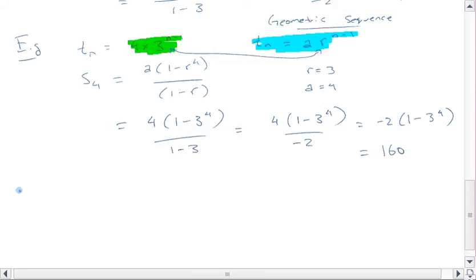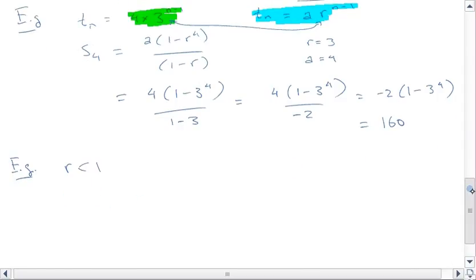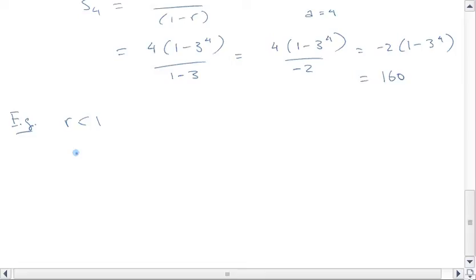So now what I want to do is think about something slightly different. When we have a geometric series, a geometric sequence, we don't always have to have the sequence where it gets bigger and bigger. It's possible for our value of r to be less than 1. So let's do an example like that. That would mean that each number is multiplied by this number, so the sequence gets smaller and smaller and smaller. Okay. So let's work out an example like that.